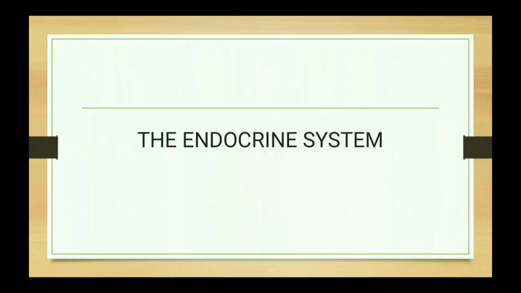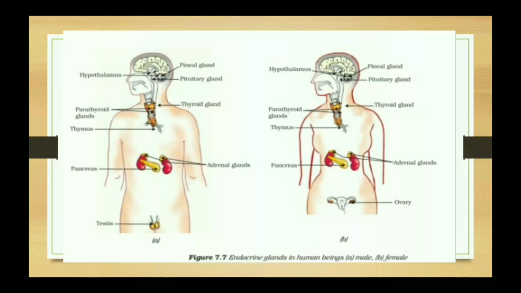Now next is the endocrine system. Here you can see the endocrine glands in humans. First one, A1 is the males and the B1 is the females.